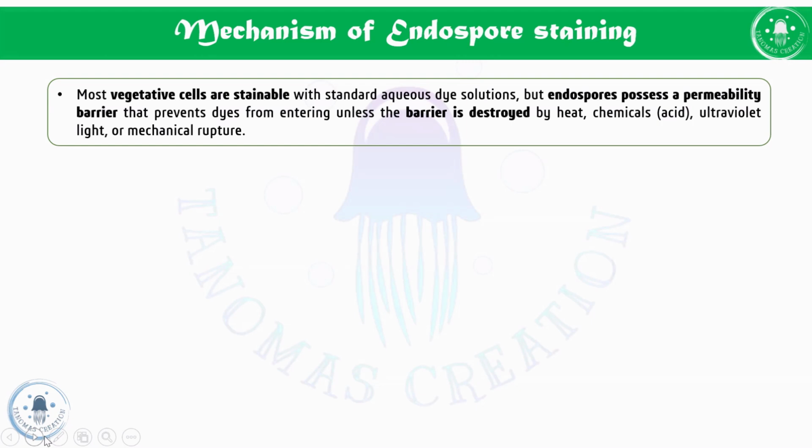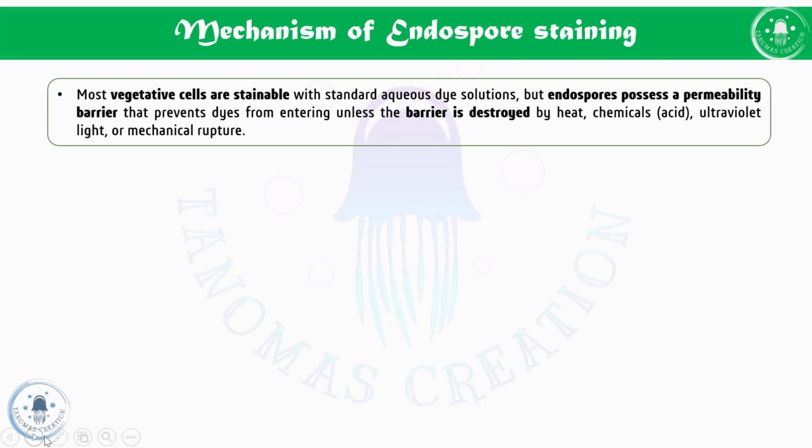So most of the vegetative cells are stainable with standard aqueous dye solutions, no problem. But endospores possess a permeability barrier that prevents the dyes from entering unless the barrier is destroyed by heat, chemicals, ultraviolet light, or mechanical rupture. Okay, so the endospores have a barrier in their permeability. Their permeability is decreased. Why? Because they have the spore coat, as we learned in our previous one.